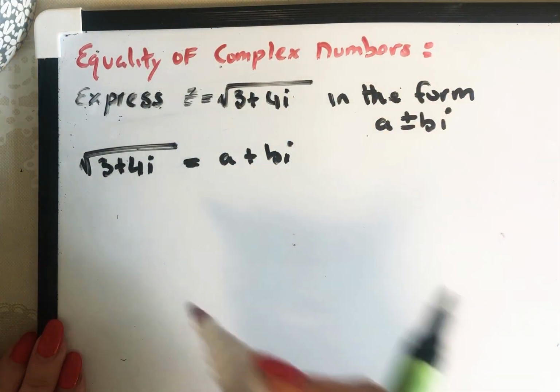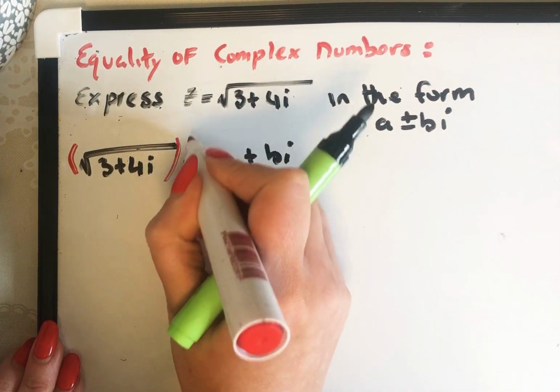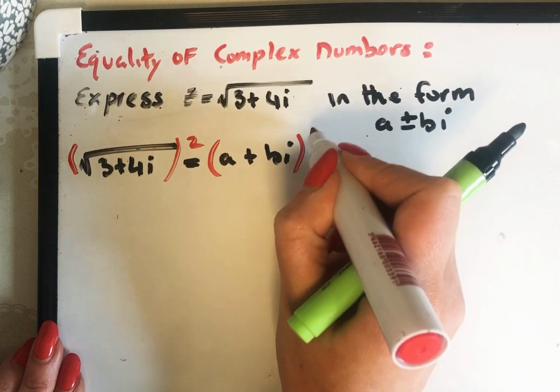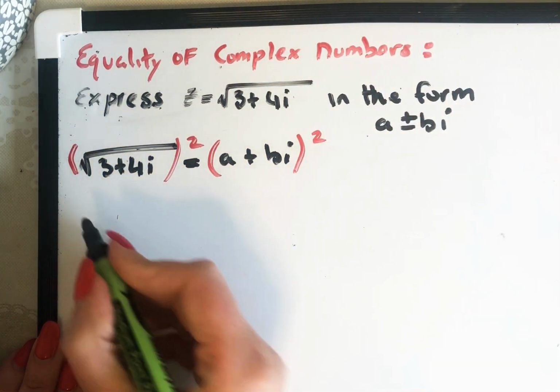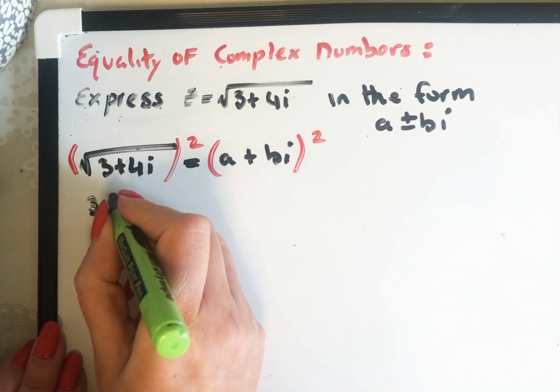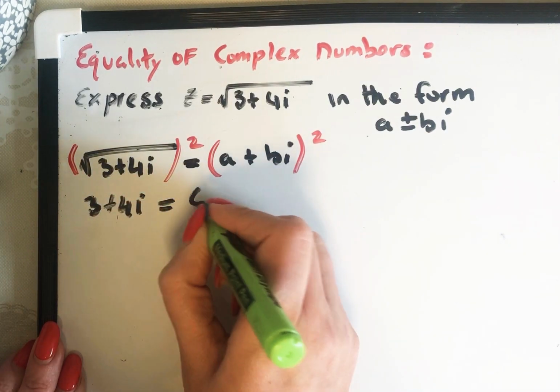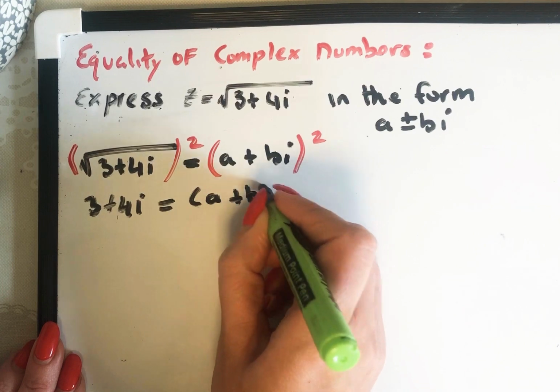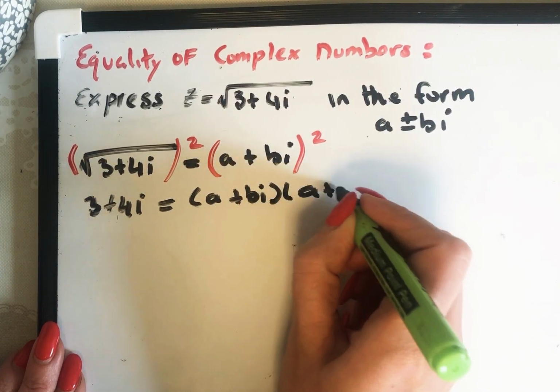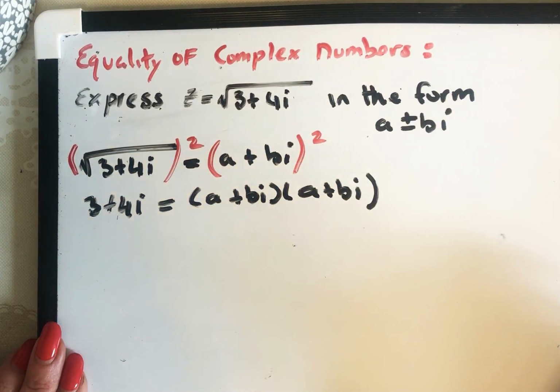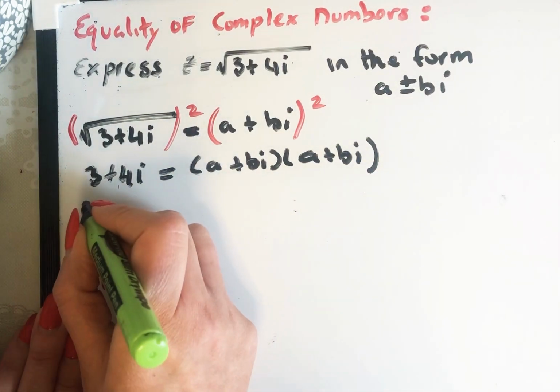Now, to normally get rid of a square root, we would always square both sides. So what you do to one side, you do to the other. And we now have 3 plus 4i is equal to a plus bi by another a plus bi. So we're going to square that out.